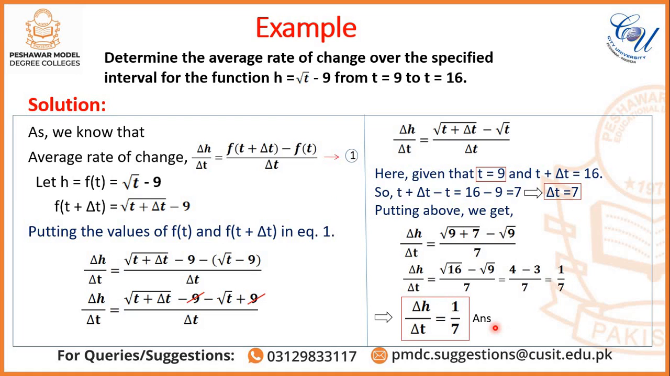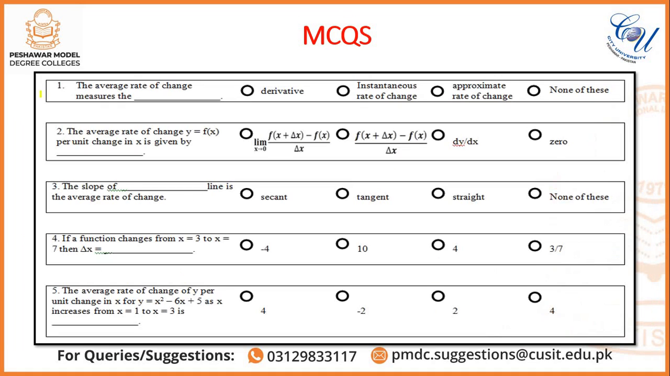Now consider some MCQs. Number 1. The average rate of change measures the derivative, instantaneous rate of change, approximate rate of change, or none of these. Well, the right answer is approximate rate of change.